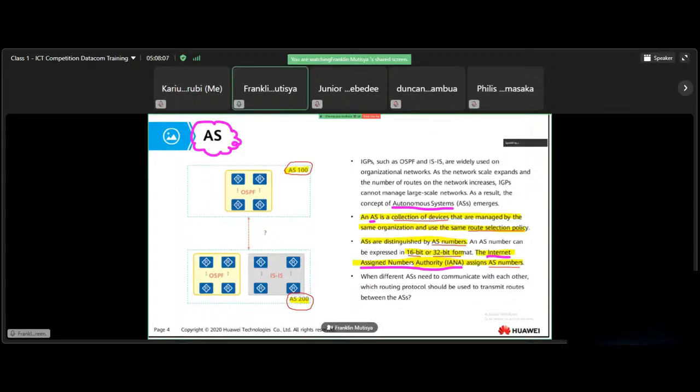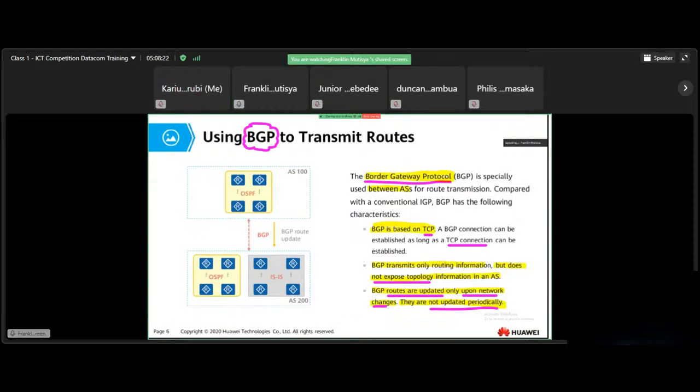When different autonomous systems need to communicate with each other, the routing protocol that is used to transmit routes is BGP. That's why we have this question mark. To connect these two, we need BGP. So we use BGP to transmit routes between different autonomous systems.